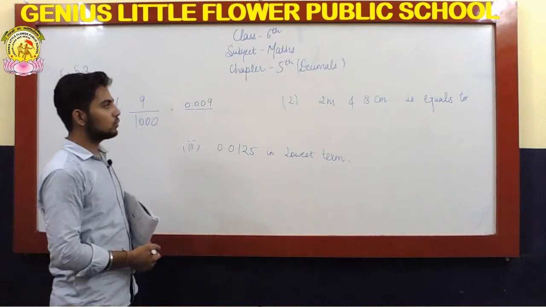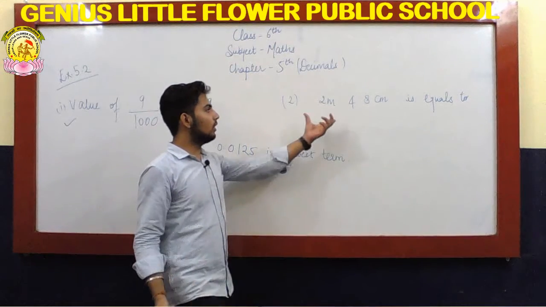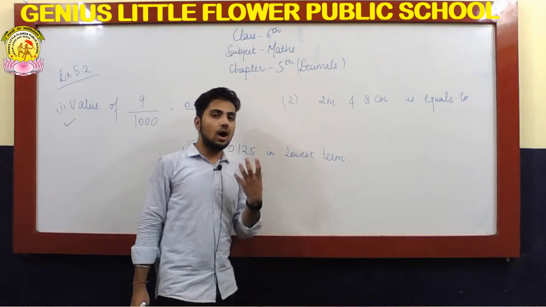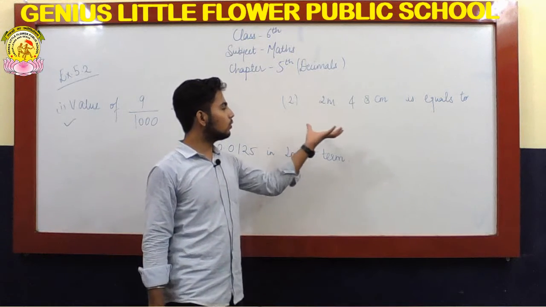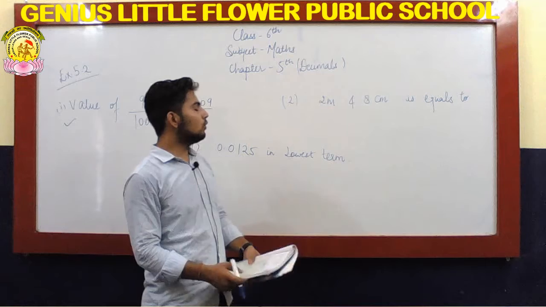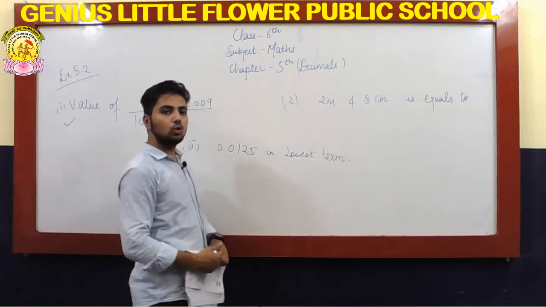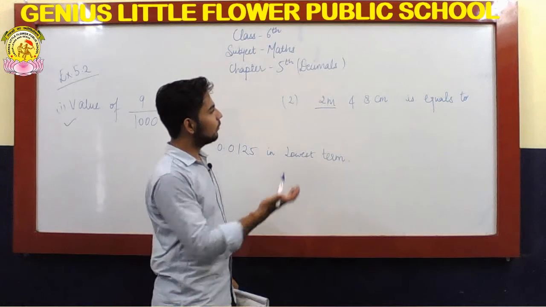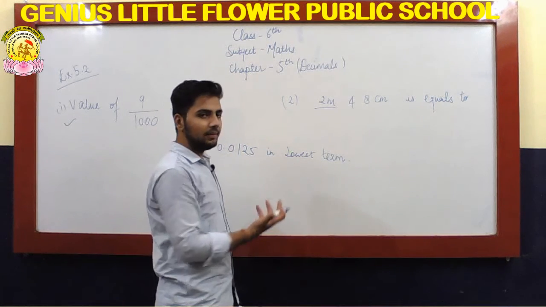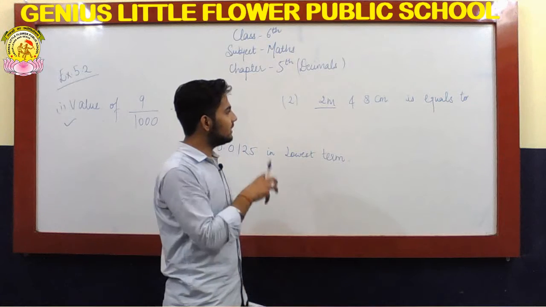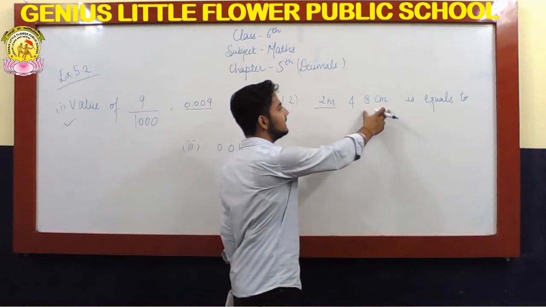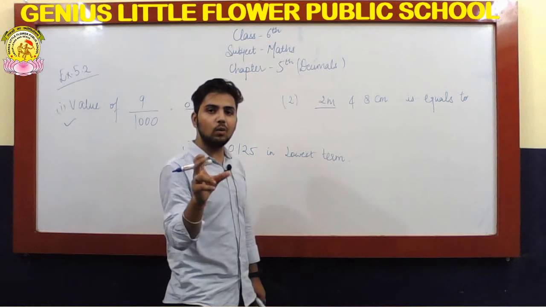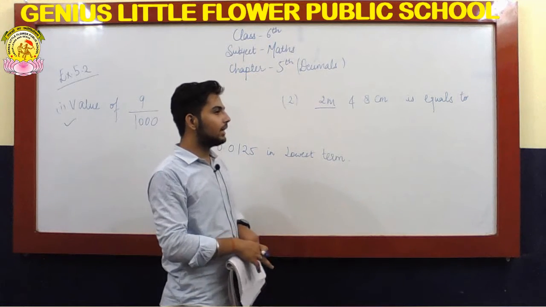Moving to our next question: you have to convert 2 meter and 8 centimeter into decimals. So how will you convert it? For calculating this, let us consider 2 in the meter term as the whole number and the other one as centimeter. For conversion into decimal, we have to convert this also into meters. So how will we convert 8 centimeter into meters?